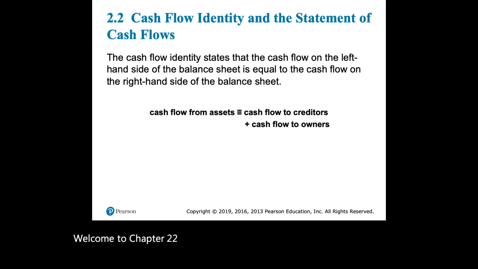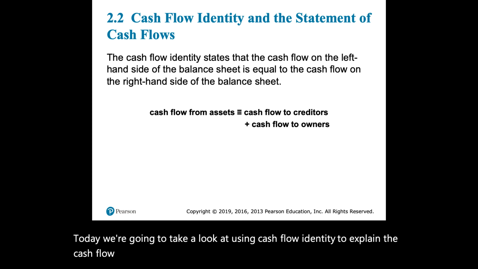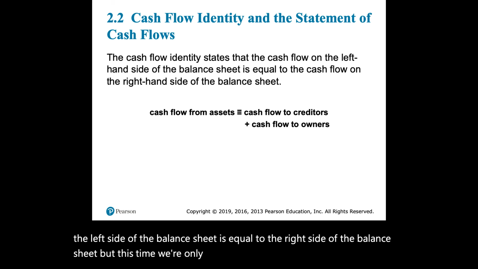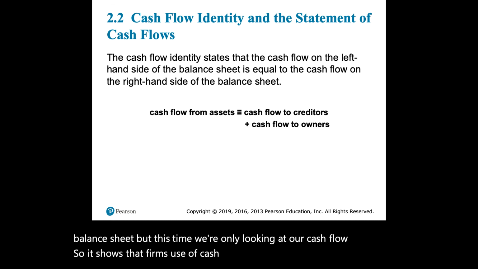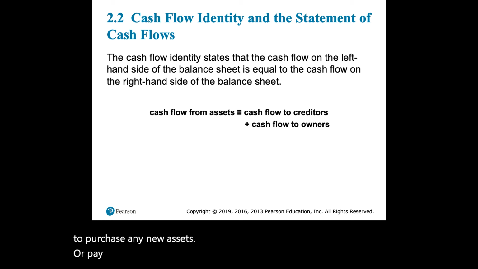Today we're going to take a look at using the cash flow identity to explain cash flow. The cash flow identity is very similar to the accounting identity, where the left side of the balance sheet is equal to the right side of the balance sheet, but this time we're only looking at our cash flow. It shows the firm's use of the cash it generates from its operating decisions to purchase any new assets, or pay creditors, or pay the owners of the company.